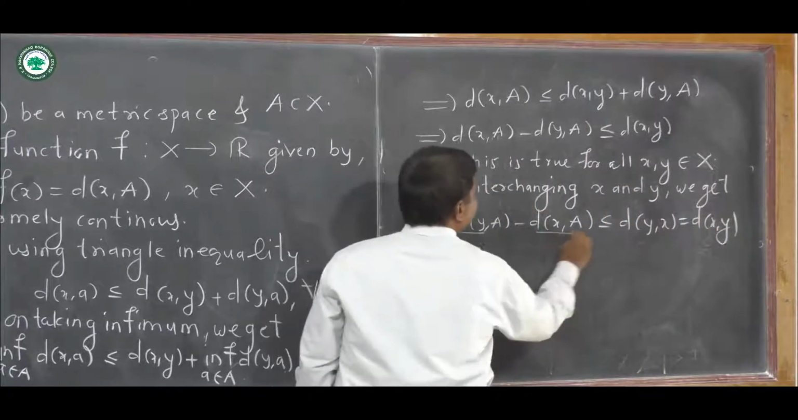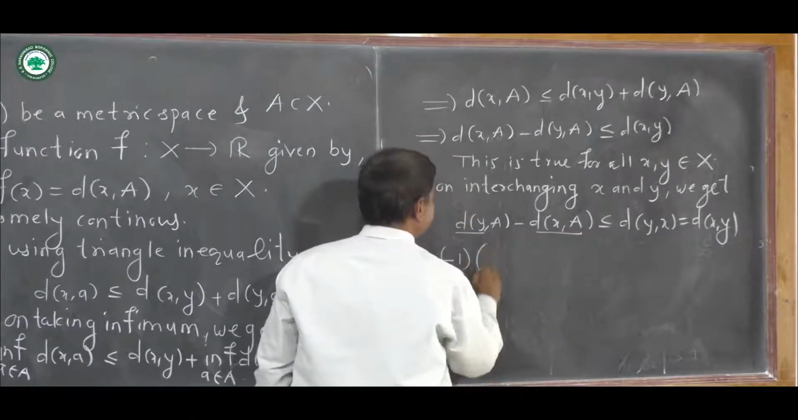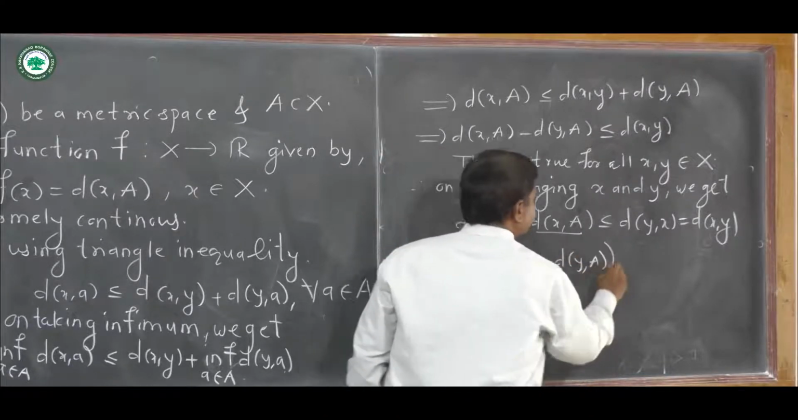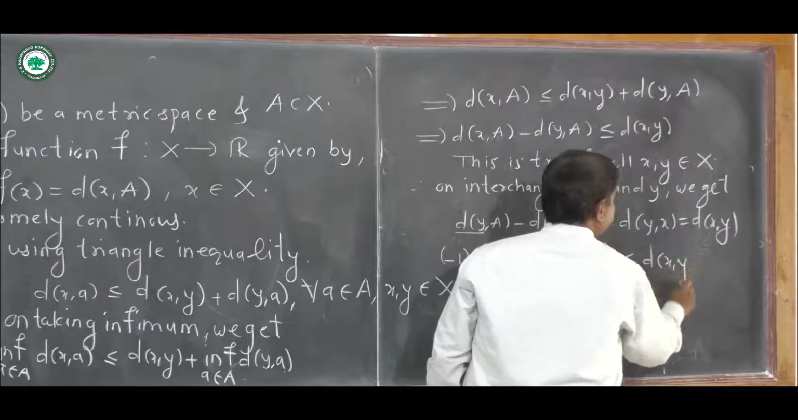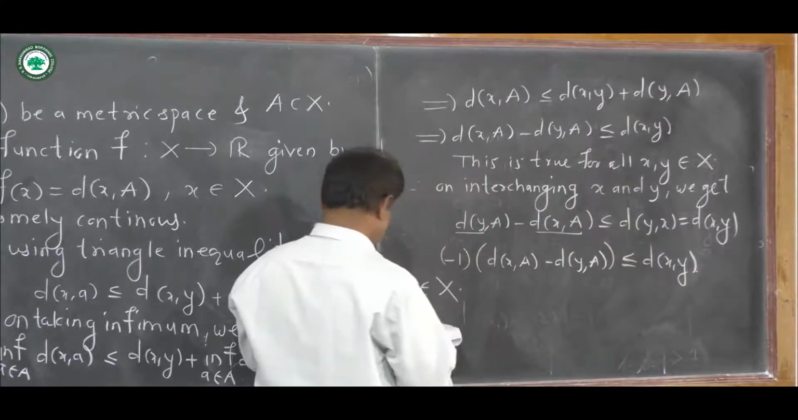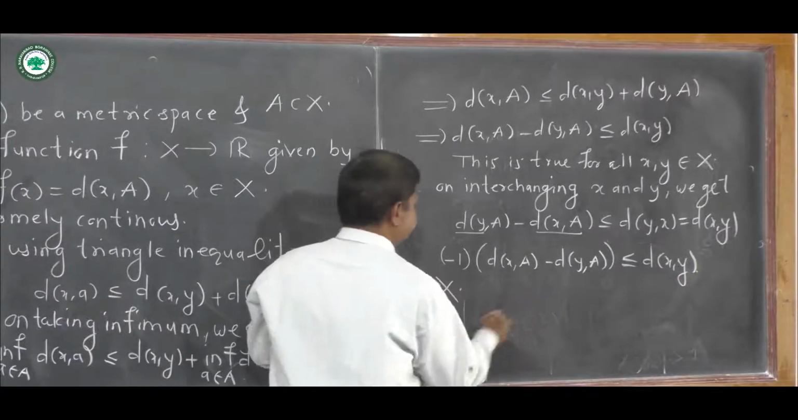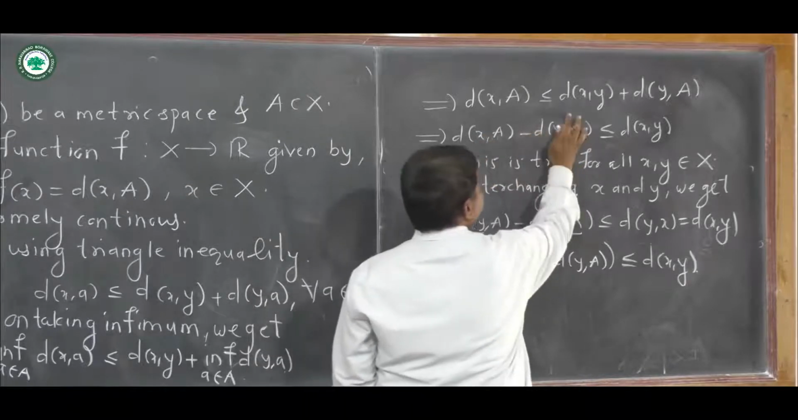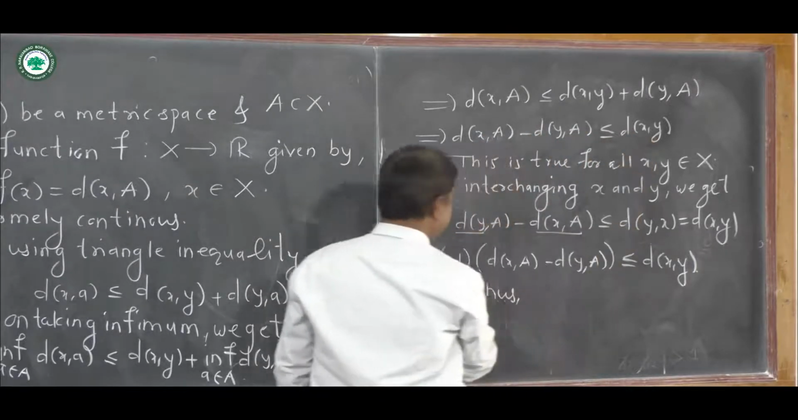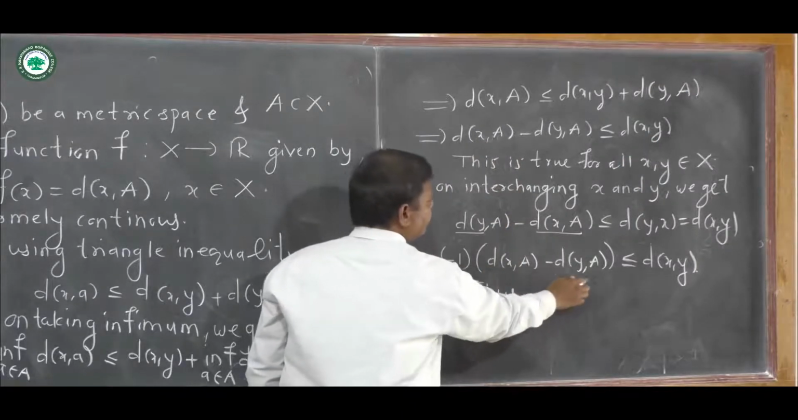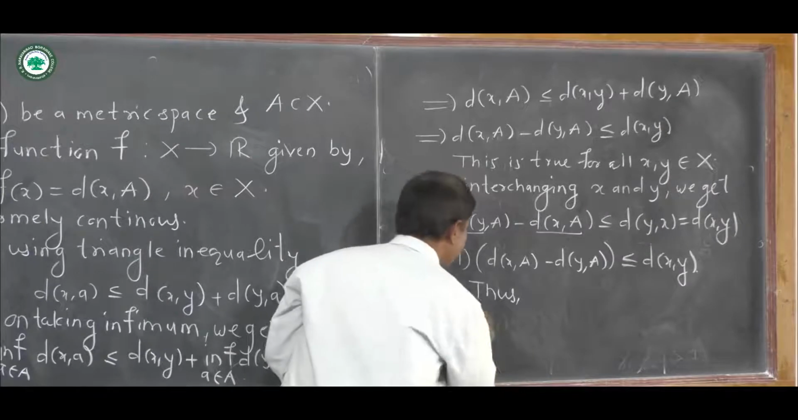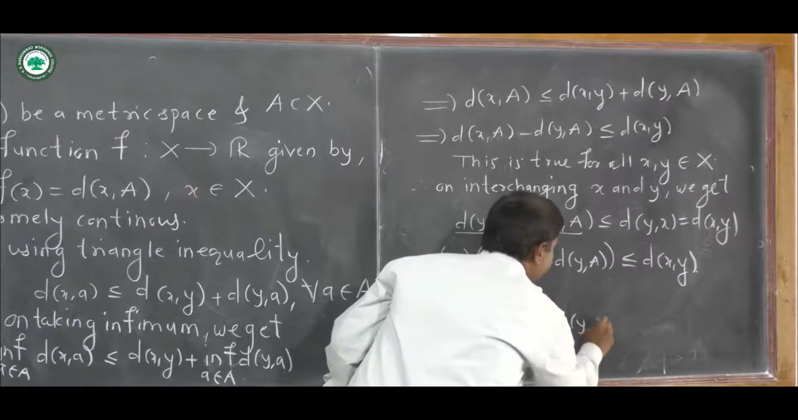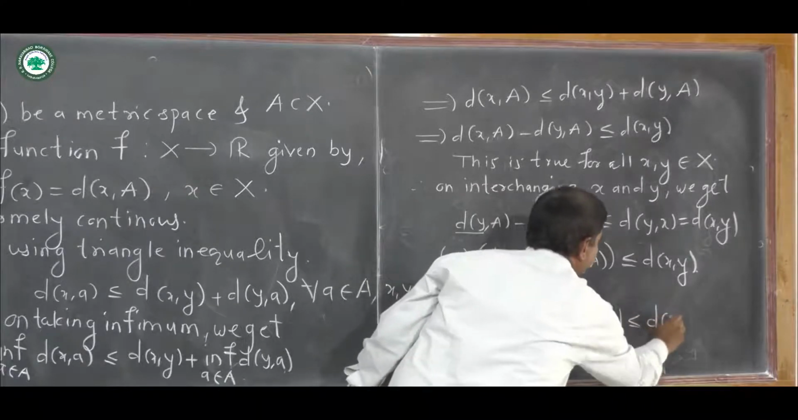So we can take minus 1 common, and we write minus 1 into d of xa minus d of ya, which is less than or equal to d of x comma y. Thus we know that d of xa minus d of ya is less than or equal to d of xy, and minus of d of xa minus d of ya is also less than or equal to d of xy. Therefore, the absolute value of d of xa minus d of ya is less than or equal to d of xy.